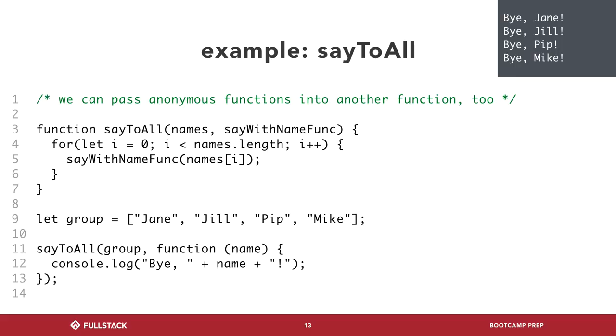Ever follow that? Sure. So this function here, between lines 11 through 13, we're creating it on line 11 and passing it in as an argument to the say to all function here, right? So say to all, when we go back up to line 3, the first argument is names, which is what? The second argument is say with name func, which is what? That function we just created, the anonymous function. So when we invoke say with name func here on line 5, what are we really invoking? We're invoking the anonymous function that we created on lines 11 through 13.